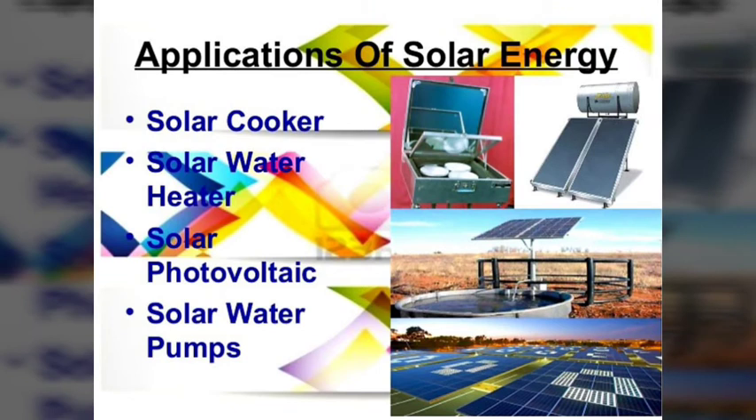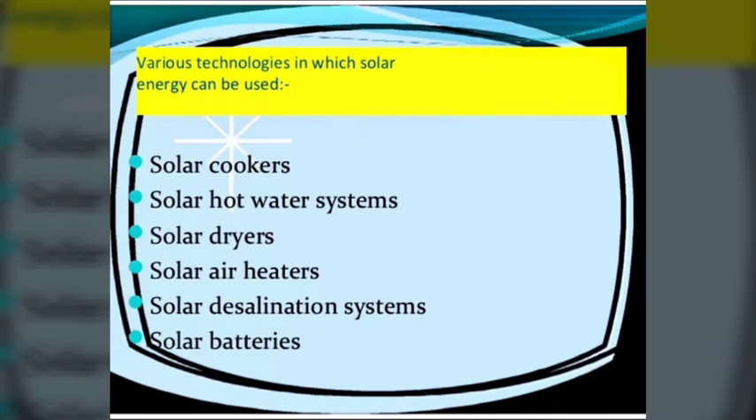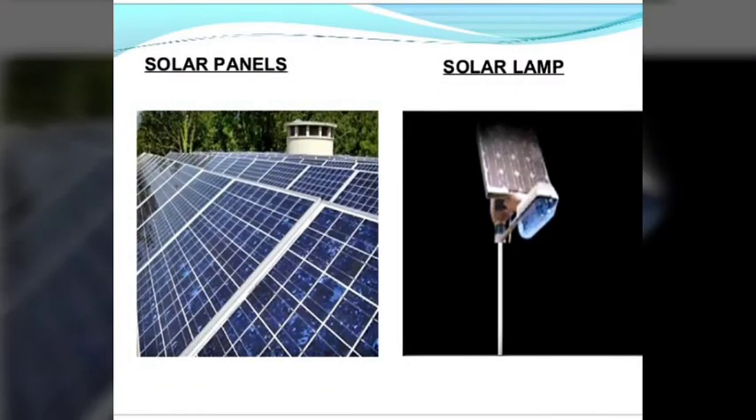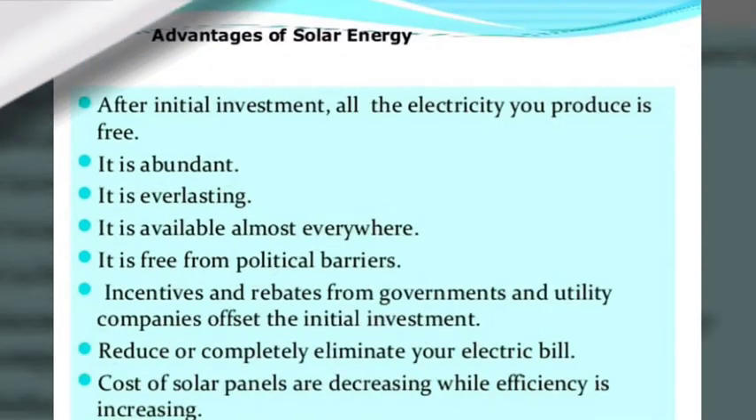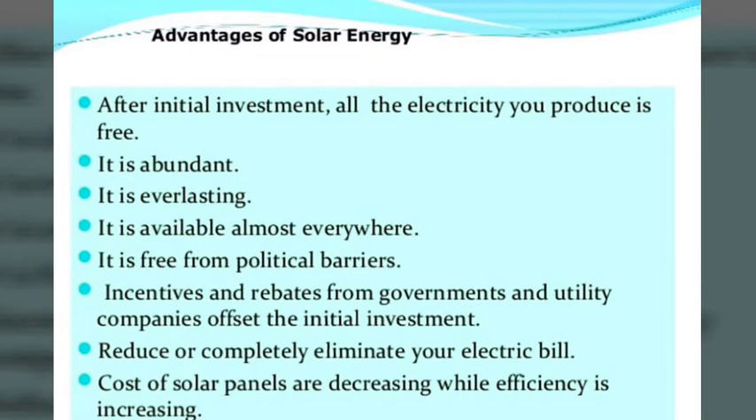Now, the areas where we can use solar energy applications are solar cooker, solar water heater, solar photovoltaic, solar hot water system, solar dryer, solar air heaters, solar batteries, solar desalination systems, solar panels and solar lamps also. So let's look at the advantages of solar energy.